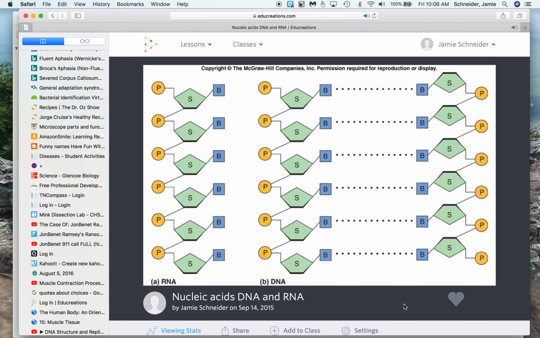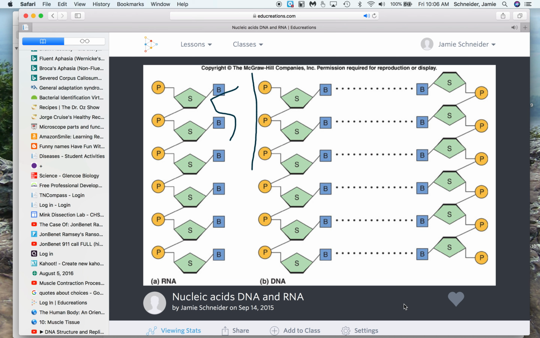Here's a side-by-side comparison of RNA over here on this side, and DNA is over here on this side. You can see where the nitrogenous bases right here are joined together by hydrogen bonds. This one does not. It's simply single strands bound together, forming one nucleotide right after another. Over here in DNA, you can see the arrangement of the bases is a little bit different.